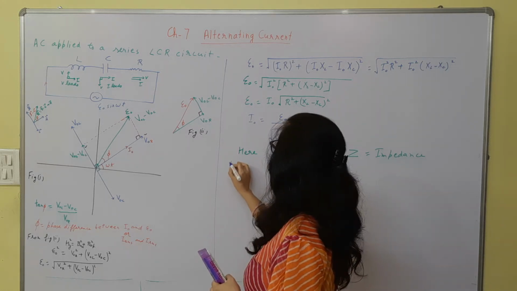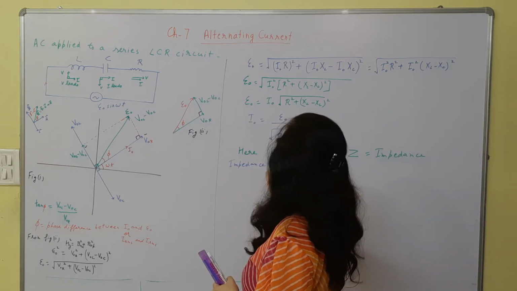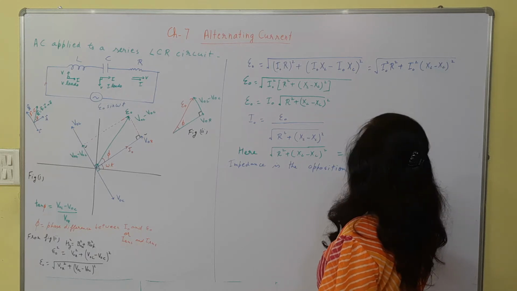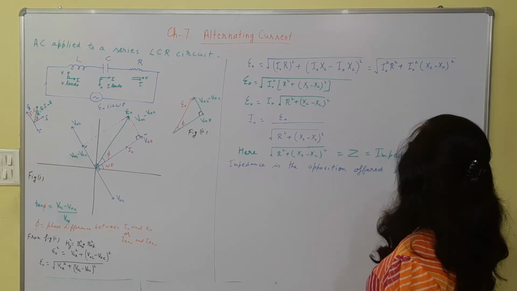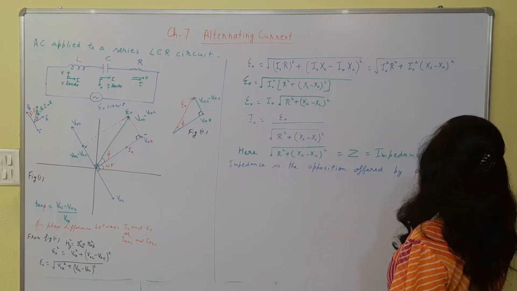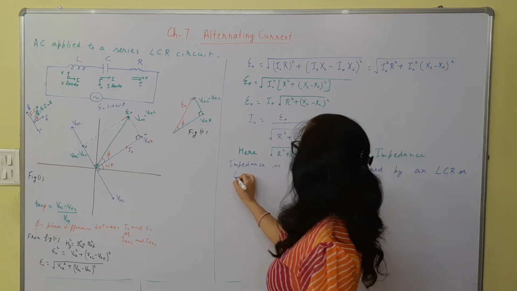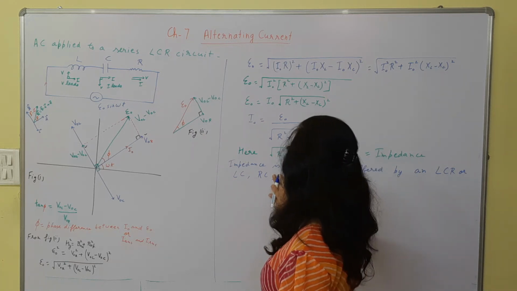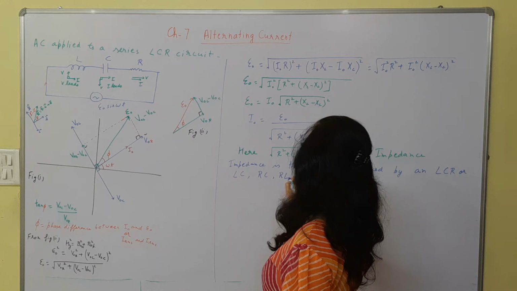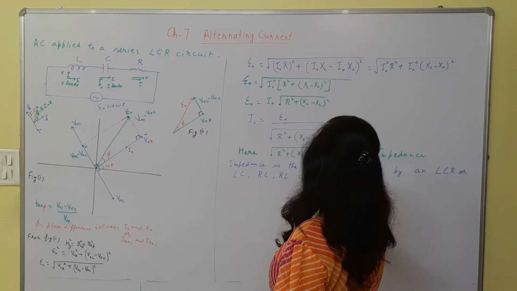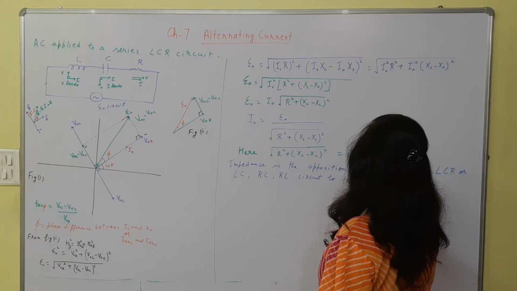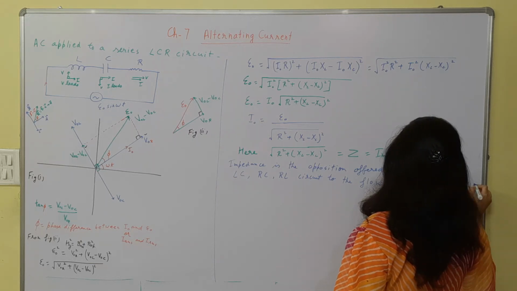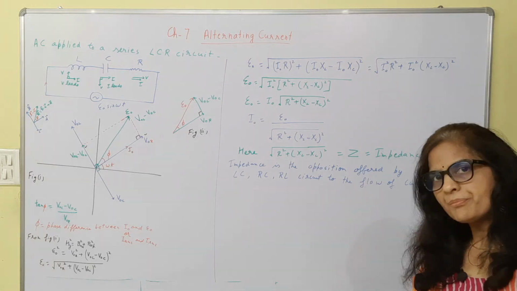So where Z is impedance, impedance is the opposition offered by an LCR or LC or RC or RL circuit to the flow of current through it. The SI unit of impedance is also ohm.